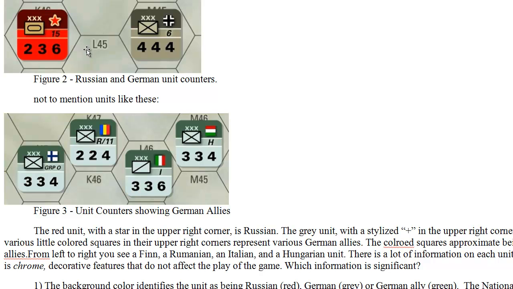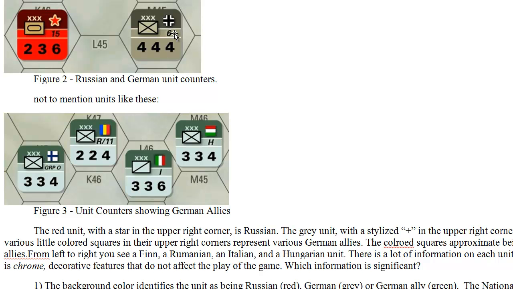Finally, you'll notice, for example, here is a 15. Now the German, here is a 6. Those numbers are the unit identifiers. The unit identifiers have no direct effect on the game. That is, every 236 is the same. Every German 444 is the same in terms of all of its rules properties.